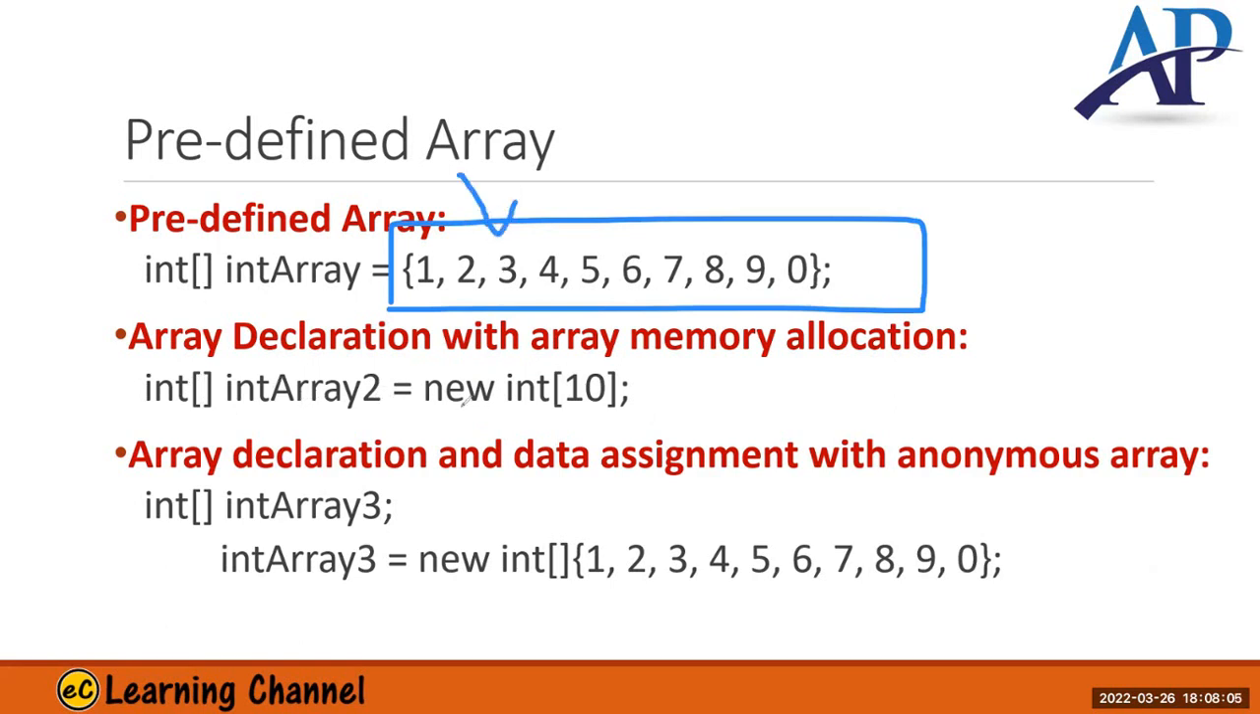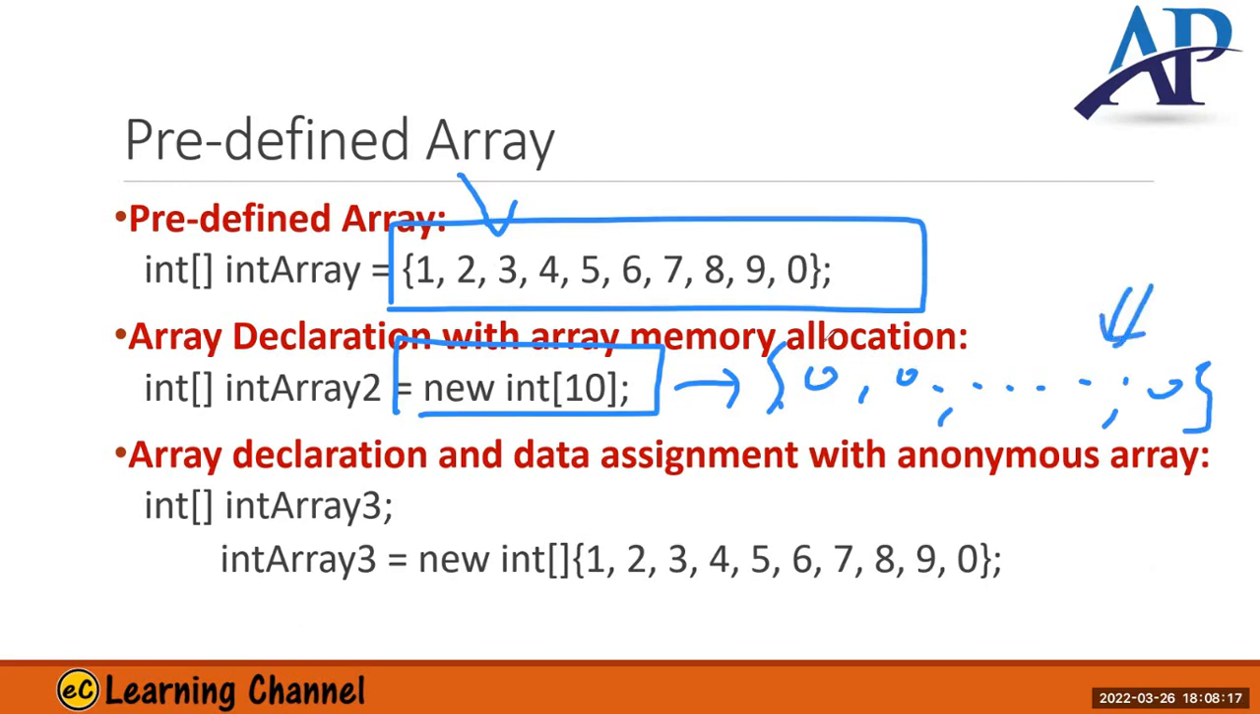And you can also declare an array using new integer 10. In this case, you will get 0, 0, 0, 0, 0 for 10 of them, okay? The initial value is all 0.